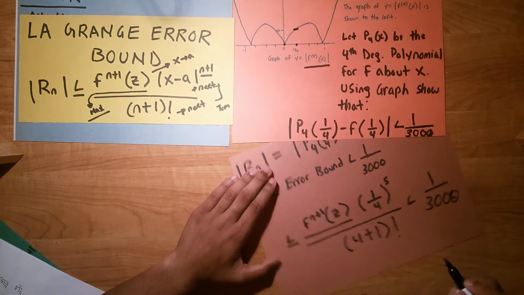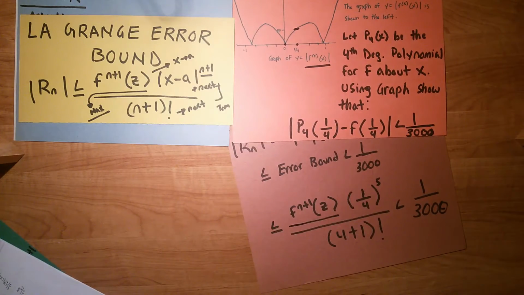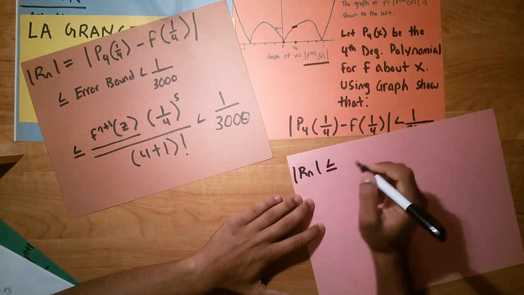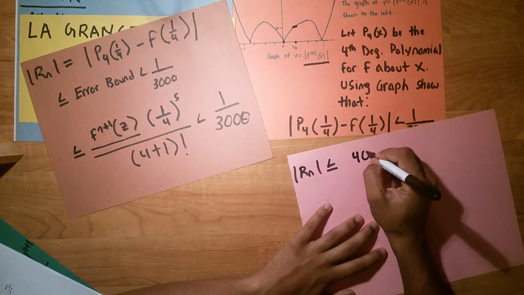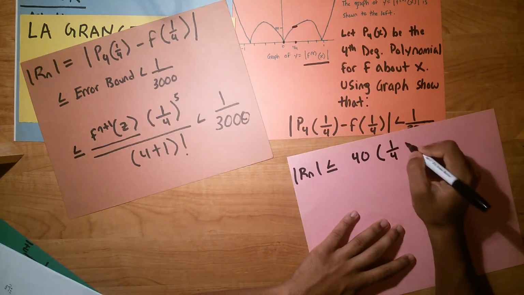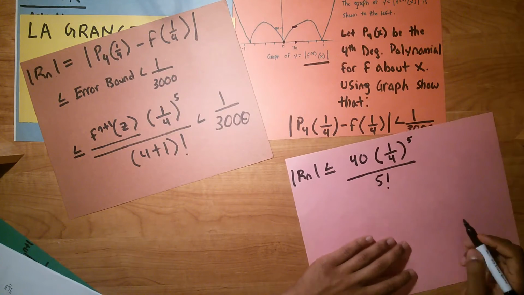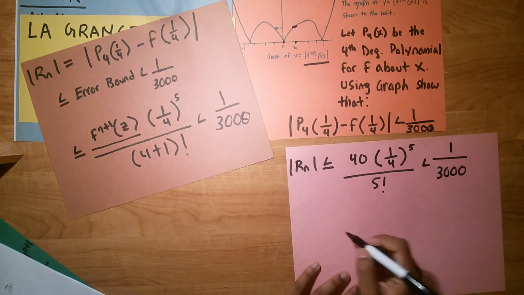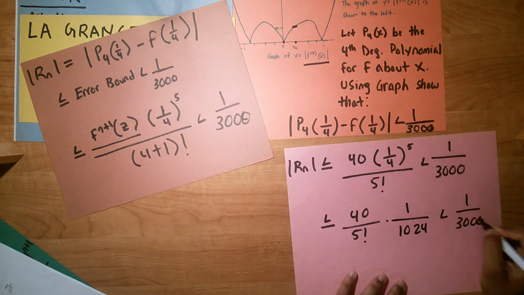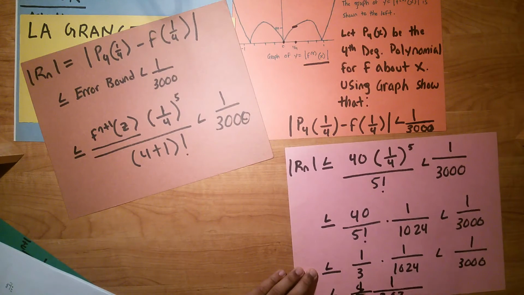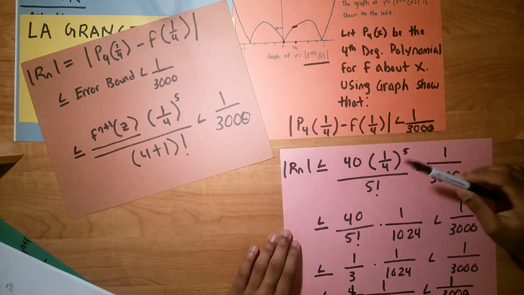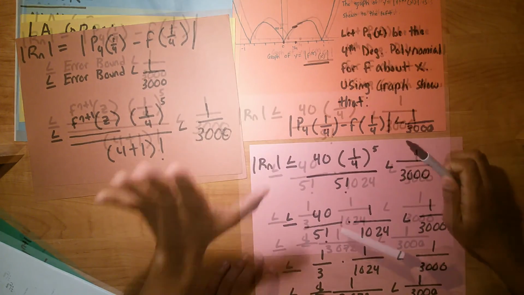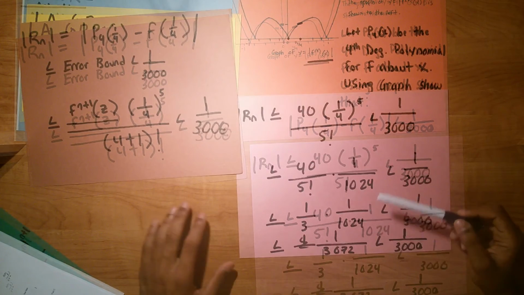So, well, guess what? We already have this number right here. So we can write that out as this. Now we have that our actual error R sub n is less than or equal to 40, because now we found the max, times 1/4 to the fifth, all over 5 factorial. And we have to prove that this number right here is less than 1 over 3,000. Well, let's simplify this. So we've proven that by simplifying this, our actual error is less than 1 over 3,072, which is less than 1 over 3,000. So this proves that using our maximum value from this graph up to the fifth derivative, we're able to show that the error is less than what the question is asking. And this is how we can use Lagrange error bound to solve this.